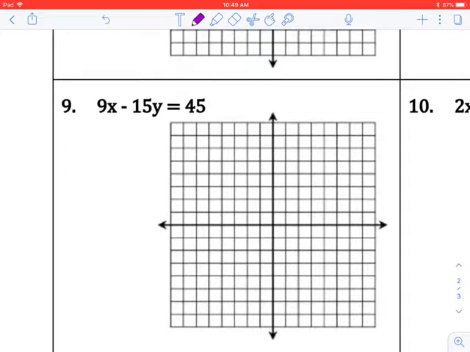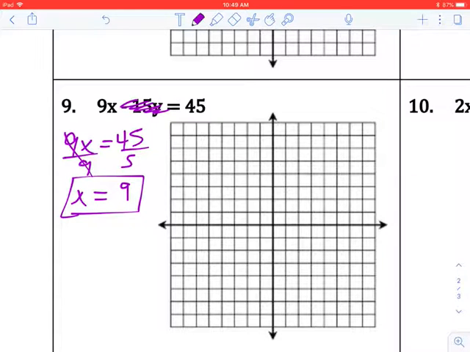Might as well here. So I've got 9x equals 45. If you want, you can just go ahead and find the first one and then cover up the x to find the y. So 45 divided by 5 is 9. Oh, sorry, I mixed that up. Divided by 9. 45 divided by 9 is 5.